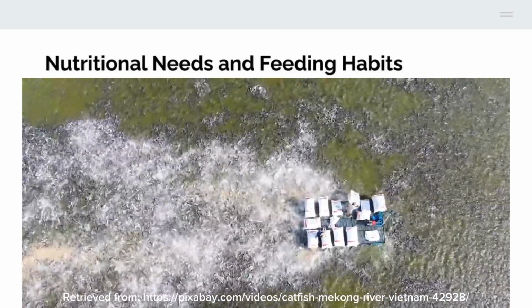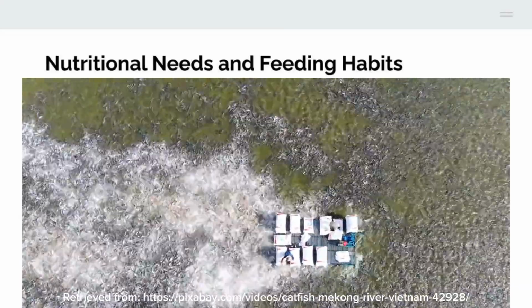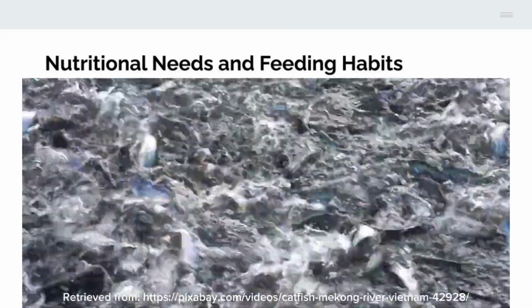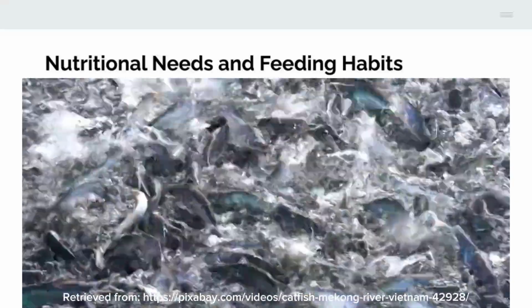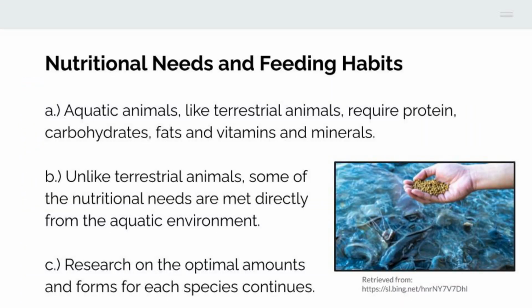Proper nutrition is essential for the growth, health, and overall success of aquaculture species. Like terrestrial animals, aquatic animals require a balanced diet, but their feeding habits and nutritional sources differ significantly. First, aquatic animals, like terrestrial animals, require protein, carbohydrates, fats, vitamins, and minerals. These nutrients are essential for energy, growth, immunity, and overall health, just like in land animals.